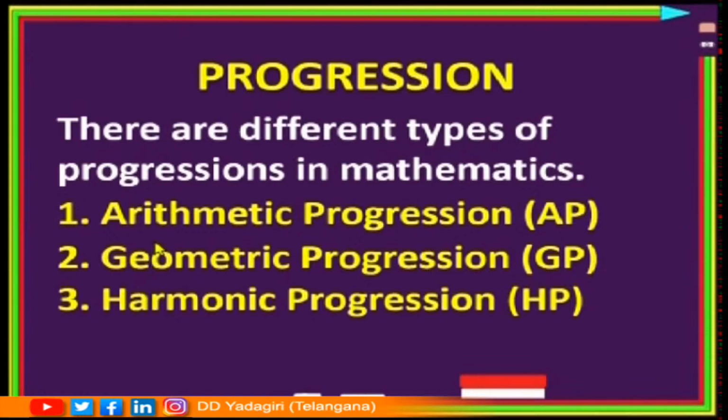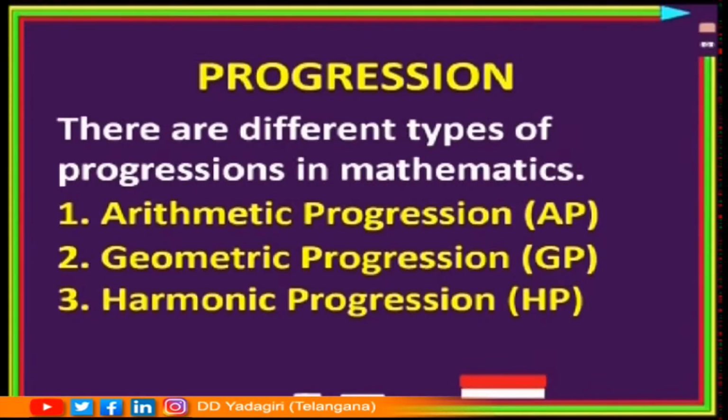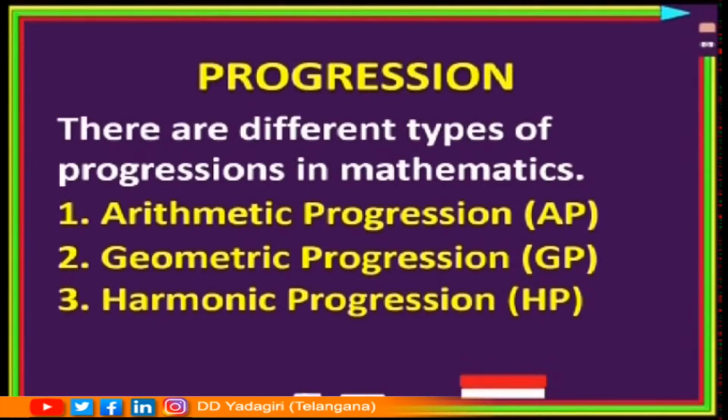We have many progressions. In arithmetic progression we get each term by adding a fixed number to the preceding number, except the first term. That is arithmetic progression. Whereas in geometric progression, each term is obtained by multiplying the preceding number by a fixed non-zero number. Similarly, the terms of a harmonic progression are reciprocals of the terms of an arithmetic progression.